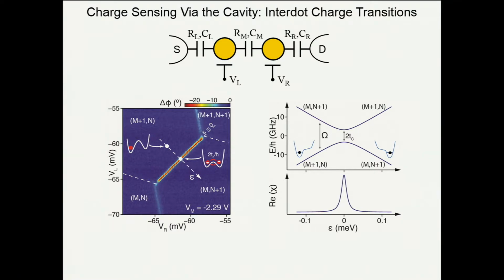So what can we do to compensate for the charging energy? We can change the voltage on these gates and move to this point, somewhere along this line. This is the interdot charge transition. And what's special about this interdot charge transition is that the left dot and right dot charge states are in resonance. We've nulled out this charging energy so that an electron can basically hop back and forth between the left dot and the right dot without having to pay this huge energy cost.